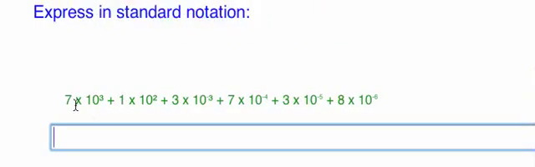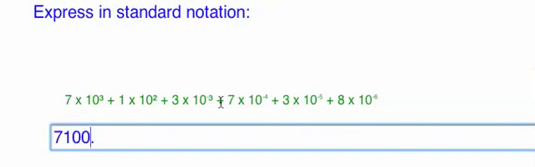Okay, let's do another example. 7 times 10 to the 3, 7 followed by 3 places. And 1 times 10 to the 2, so the 1 is followed by 2 places. And then 3 times 10 to the negative 3. Okay, so that means we've got all the positive powers of 10. Okay, so the decimal point is going to go here. I fill up all the blanks with zeros, so 2 zeros.